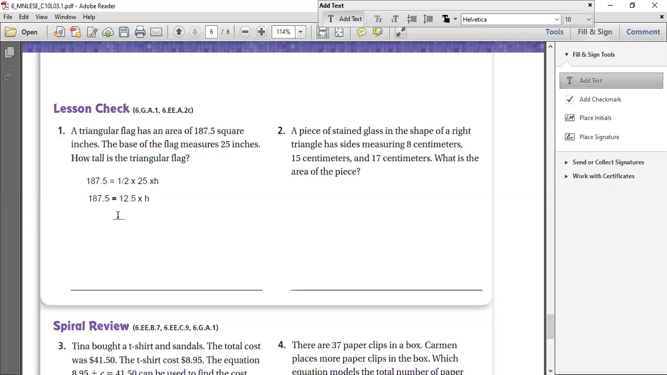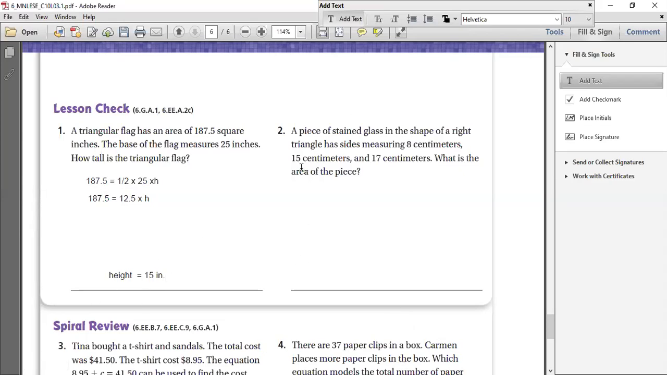So finally what will you be left with? You will be left with 1875 divided by 125. If you divide that, your answer will be 15. So that means the height of the triangle will be 15 inches. If you divide 1875 by 125, your answer will be 15.